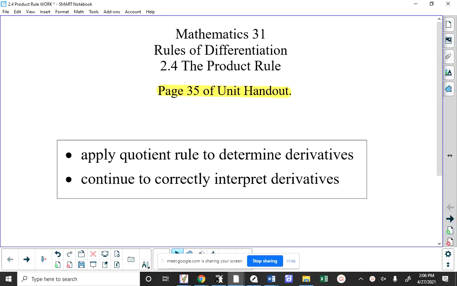I don't know why on my handout or on my screen it says apply the quotient rule. Is that what it says on yours? Okay. It should say apply the product rule to determine derivatives and to correctly interpret derivatives.